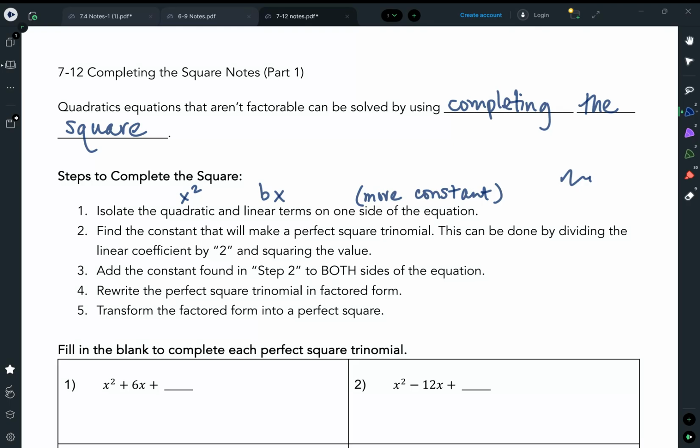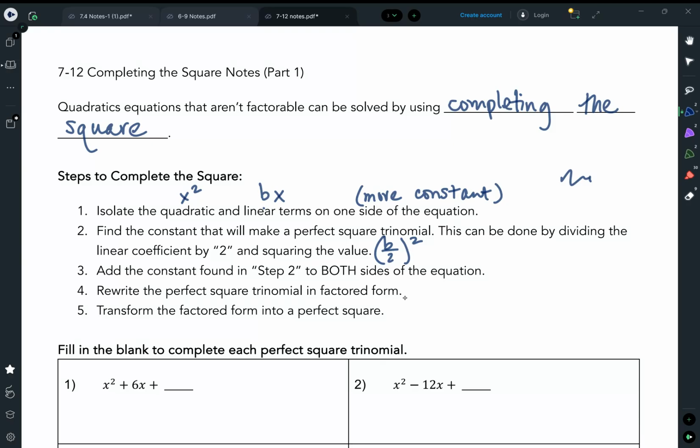Find the constant that will make a perfect square trinomial. This can be done by dividing the linear coefficient by 2 and squaring the value. So that means I'm taking this thing right here, b, dividing it by 2, and then squaring it. Add the constant found in step 2 to both sides of the equation. We're allowed to add something if we add it on both sides.